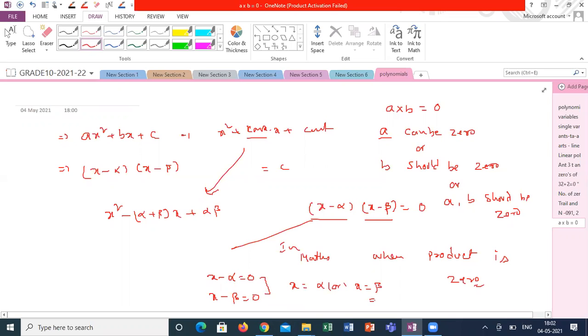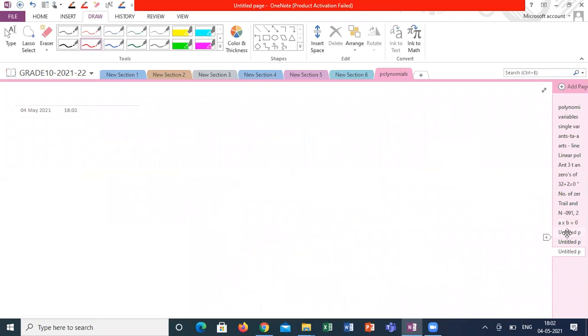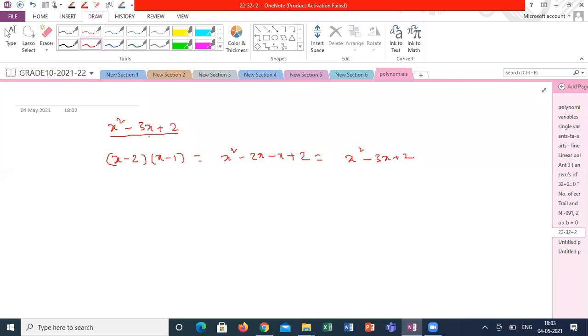Even this is not much satisfying, because there are situations where I can't factorize. Suppose I have x square minus 3x plus 2. This can be factorized as x minus 2 into x minus 1. If I multiply this, x square minus 2x minus x plus 2, this will be x square minus 3x plus 2. So this expression can be written as a product of two linear expressions of degree 1.